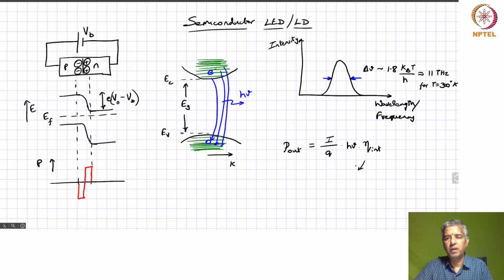If you do that, this will correspond to tau nr, the lifetime corresponding to the non-radiative recombination, divided by tau r plus tau nr. So, if tau r is relatively fast, which means tau r is relatively small compared to tau nr, that means the radiation is happening faster compared to the non-radiative recombination. In that case, eta int will be close to 1.